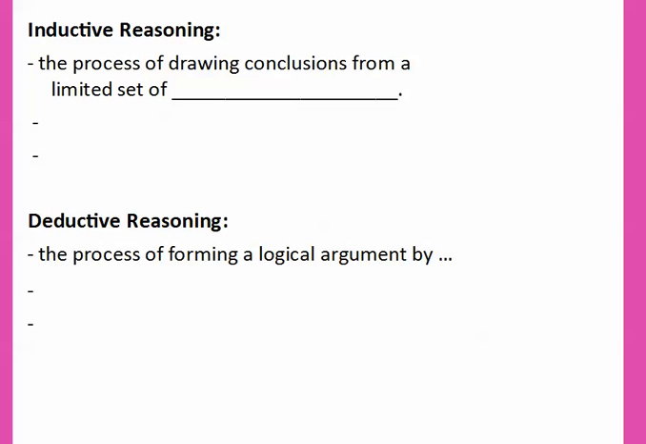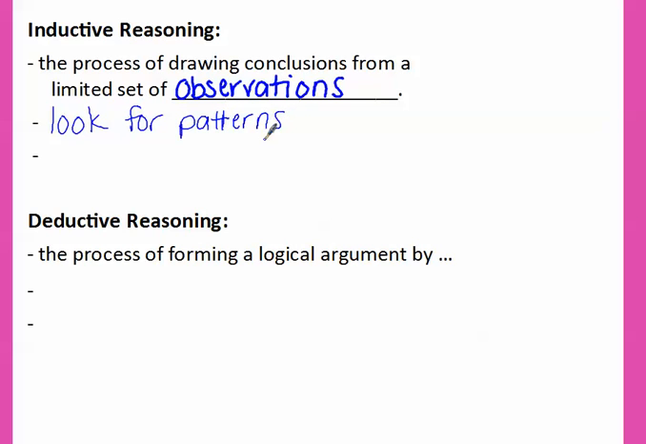So let's start off with some definitions. Inductive reasoning is the process of drawing conclusions from a limited set of observations. When we're using inductive reasoning, we look for patterns, and we use these patterns to make a conjecture.